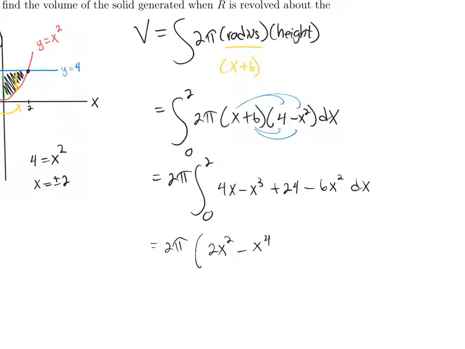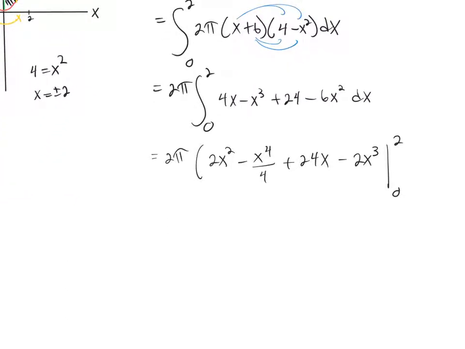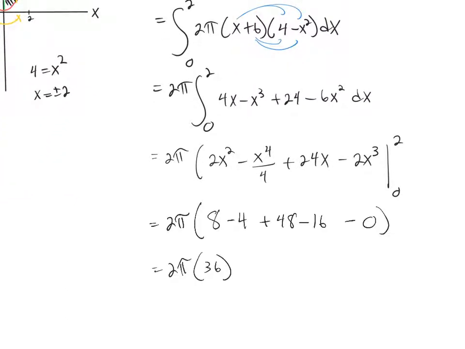So 2x squared minus x to the 4th over 4 plus 24x minus, and then when that becomes 6x cubed over 3, that'll become a 2x cubed. And I'm going to evaluate that from 0 to 2, which after plugging in the 2 and then plugging in the 0 for the lower bound, when we plugged in the 0, each of those x's turned into a 0. You end up with a total of 72 pi units cubed.